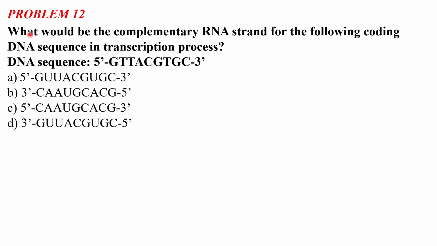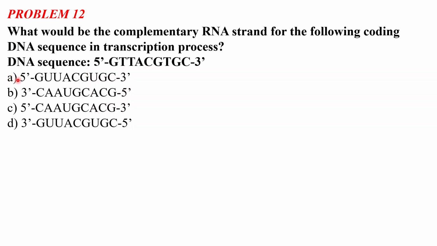Problem number 12 says: what would be the complementary RNA strand of the following coding DNA sequence in the transcription process? The DNA sequence is 5' GTTACGTGC 3'. Take a note that it is a coding DNA sequence which is given: 5' GTTACGTGC 3'.